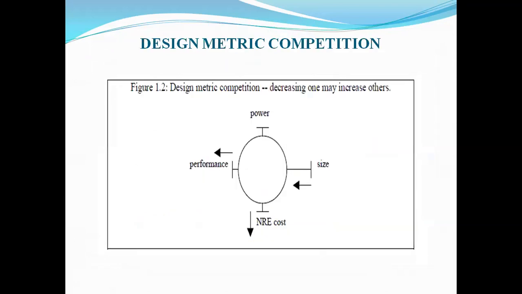Next are the design metrics. If you are designing an embedded system, four factors will play a major role. The first one is power, the second is size, the third is non-recurring engineering cost, which means the additional cost to modify the particular design, and the next one is performance. If the size increases, the performance will be affected. If the power increases, the size also increases. So these four parameters depend on each other. When we go for a successful embedded system, these four parameters play a major role in designing all embedded system products.